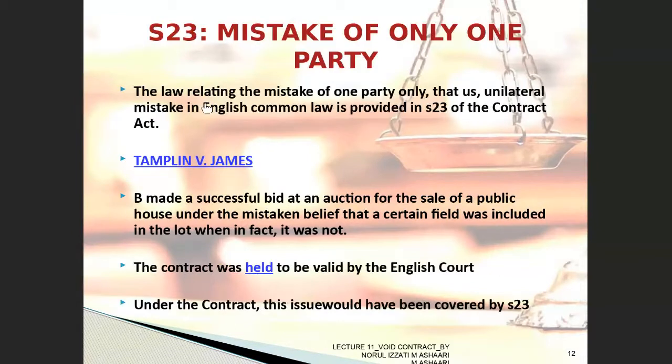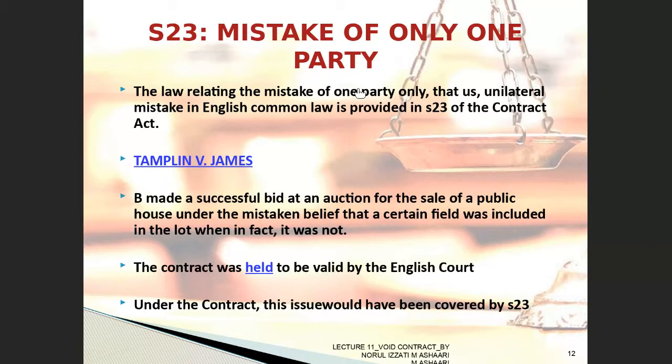Okay, and then number three, mistake of only one party. This is also relevant to be referred to together with section 21. The law relating to a mistake by one of the parties is considered unilateral, and English common law also considered it to be either void or unenforceable. This had also been mentioned under section 23 in the Contract Act. Look at the example of the court case.